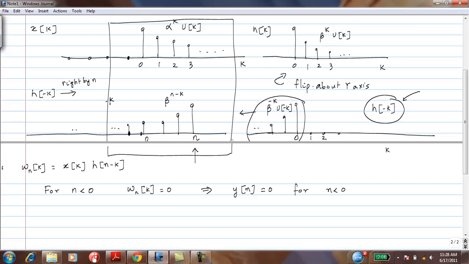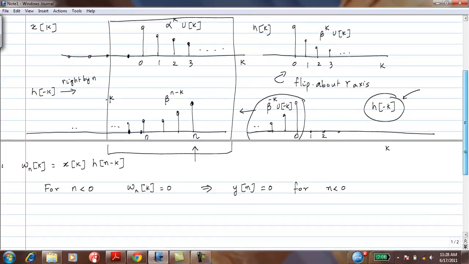When I multiply these two signals together, I have to multiply pointwise. I'm going to multiply this with this, this with this, so on and so forth. And that is what gives me my w sub n of k. So for n greater than 0, w sub n of k is going to be the product of these two.